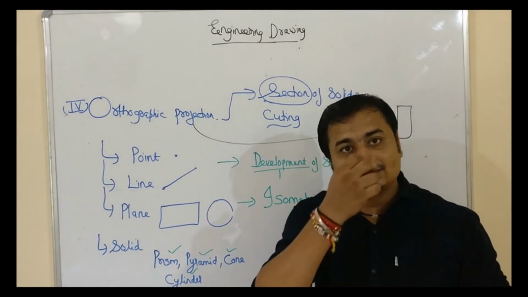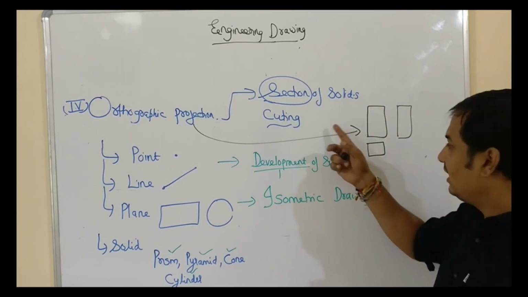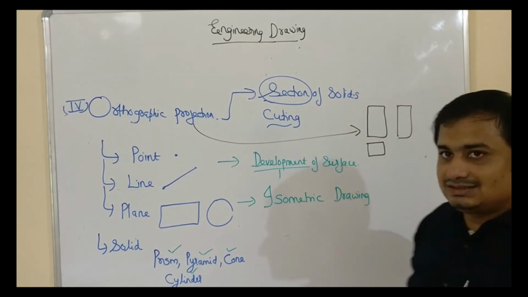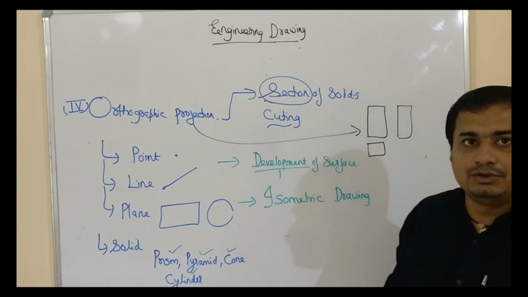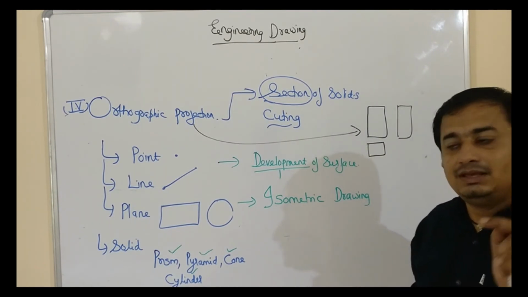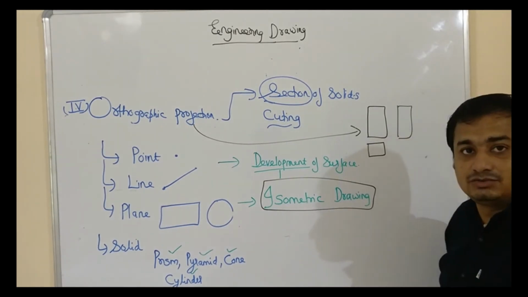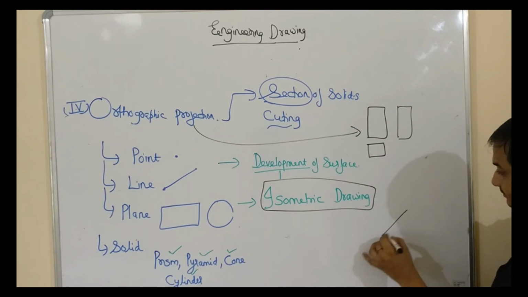But if we reverse it, now if we are having these 2D images, these views, and we want to convert these three views into a single view, that single view will be its isometric. Now if we convert these three views in a single view, it will be something like this.